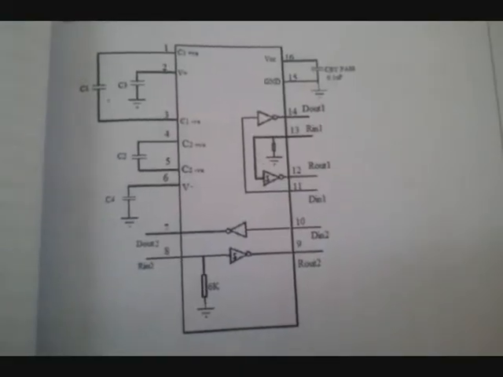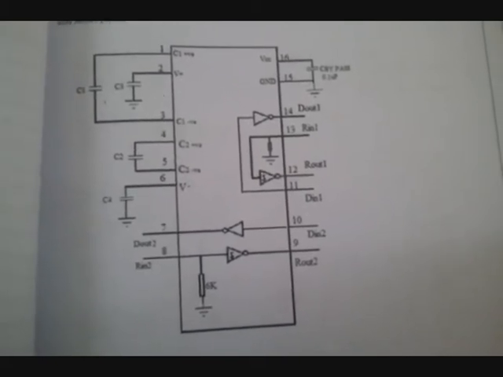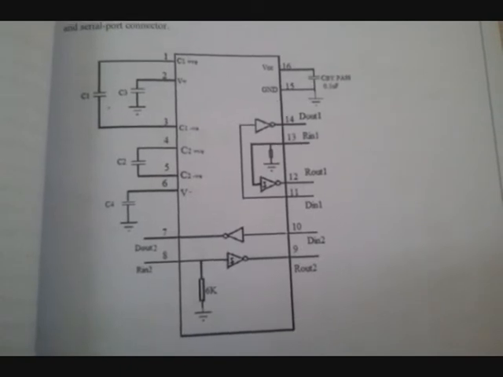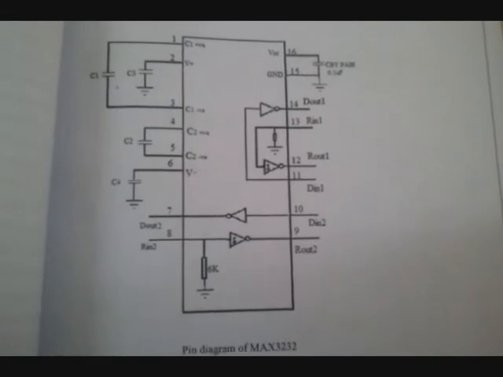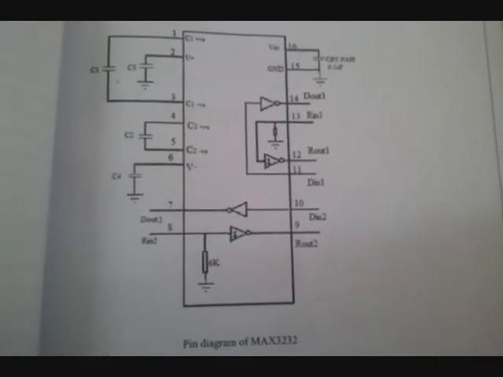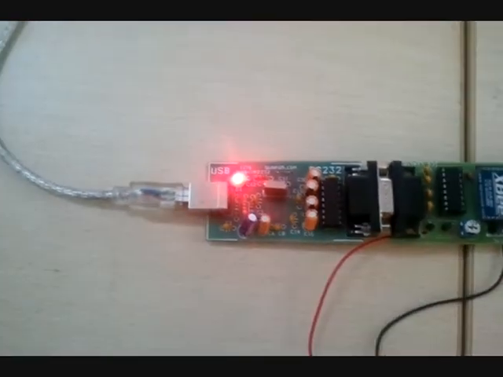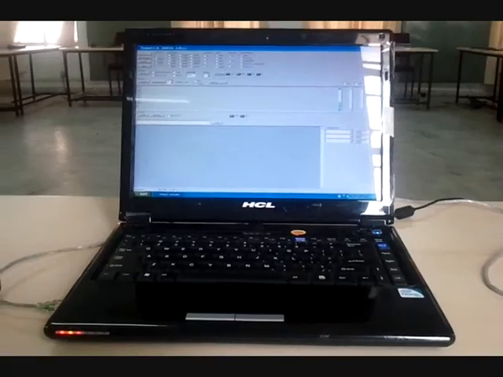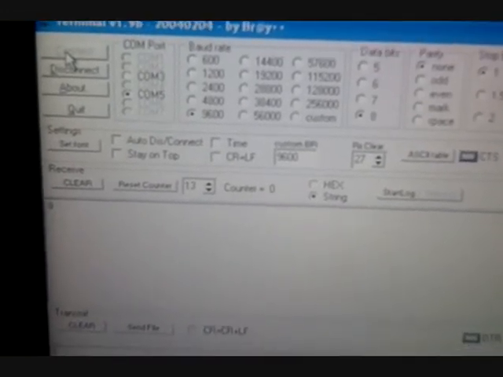The level translator MAX3232 meets the requirements of RS232 and provides the electrical interface between asynchronous communication controller and serial port connector. The standalone module is connected to the USB port of the display device. The temperature is finally displayed on the hyperterminal.